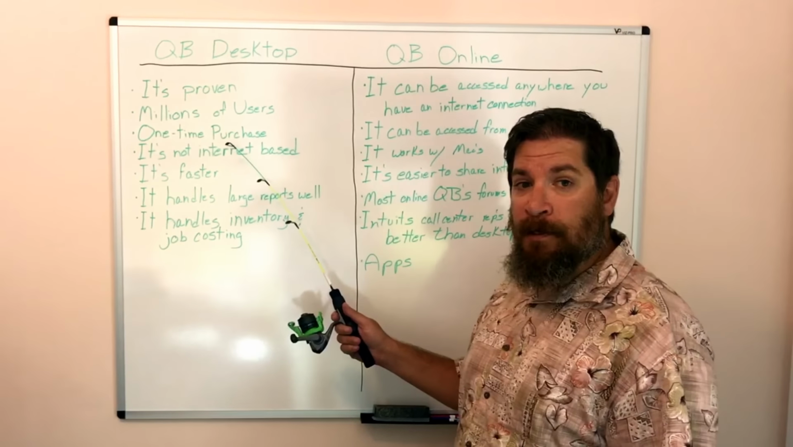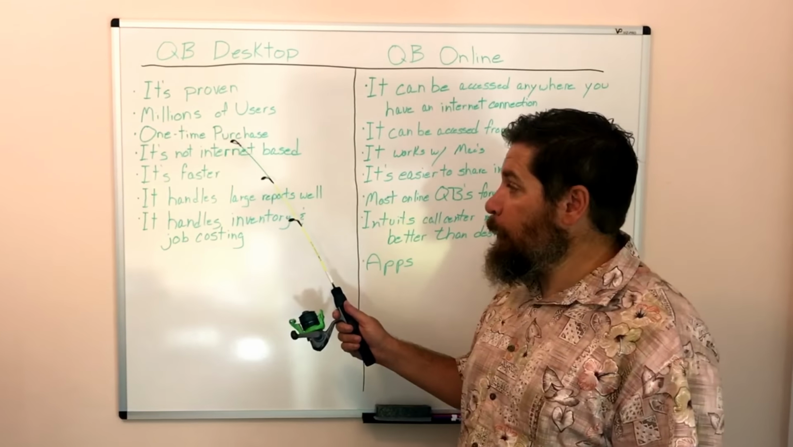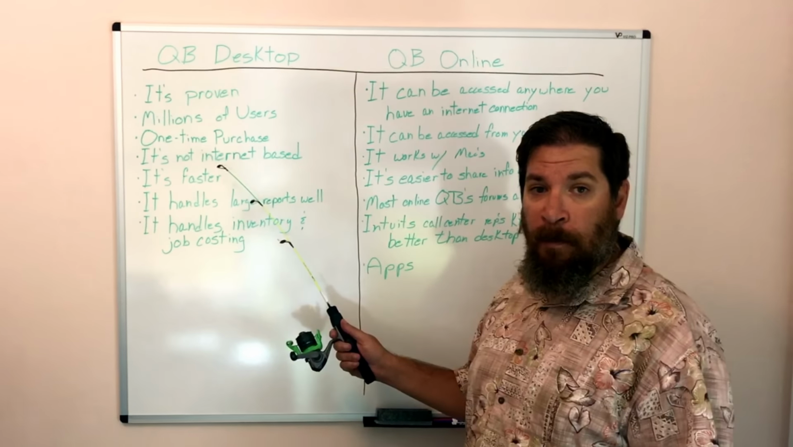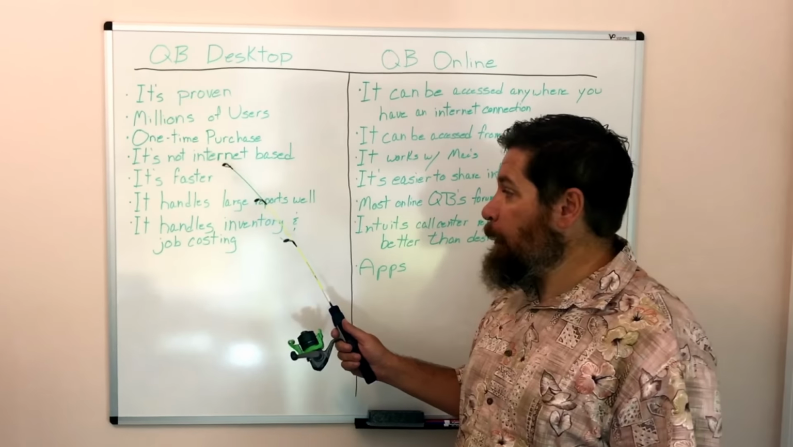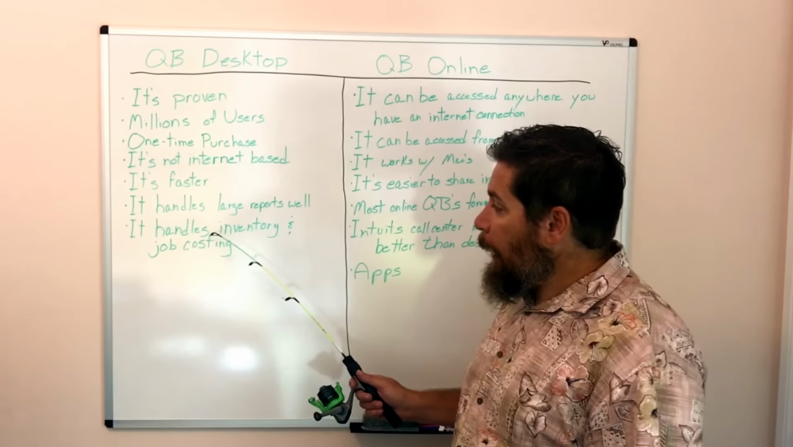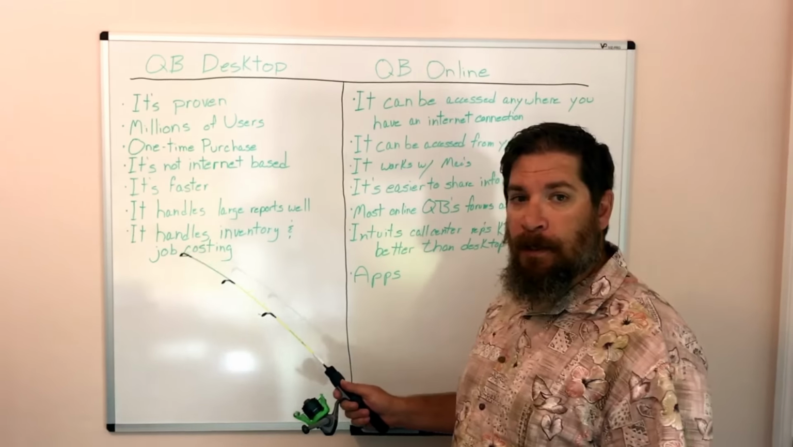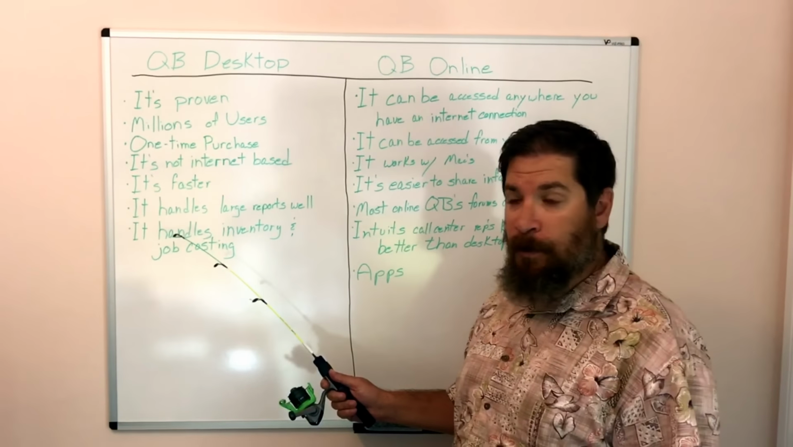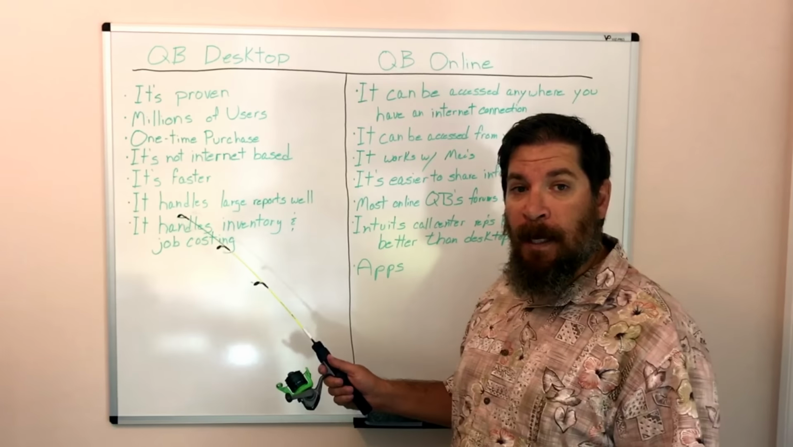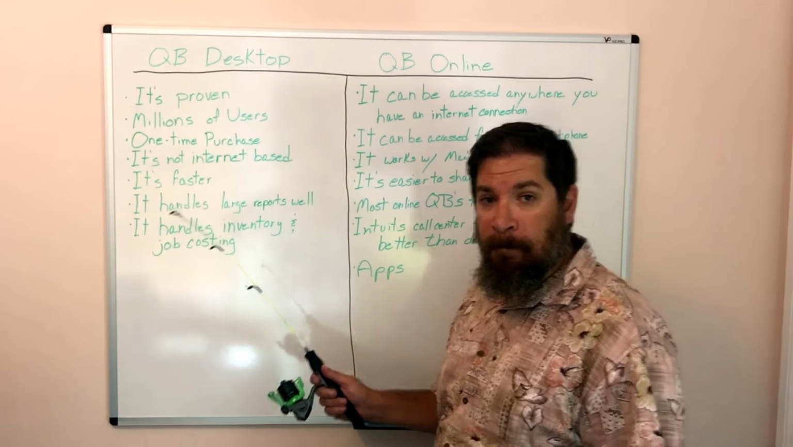It's not internet-based, so if the internet goes down, you can still use QuickBooks. It's faster because it's downloaded to your computer, so you don't have to worry about lags and broadband speed. It handles large reports well, like the General Ledger, and it handles inventory and job costing. So if you're in retail or manufacturing where you have inventory and you may need to do job costing, QuickBooks Desktop handles that relatively well.